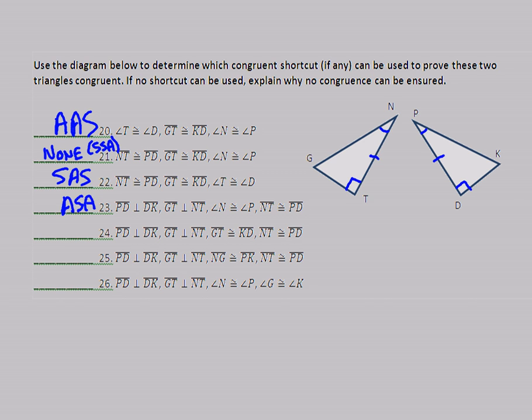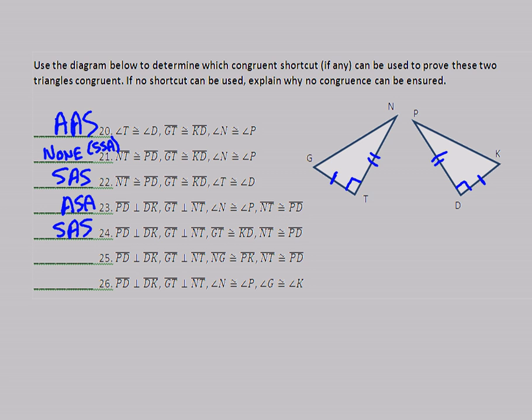In 24, I'm going to have a couple segments here that I know. I have GT to KD, so there's GT, there's KD. And the other part I know is, where is it, KD. I said KD, didn't I? Yeah. I hope I did this right. GT to KD, my apologies, people. And then NT to PD. So this one, the angle in between two sides is side, angle, side.